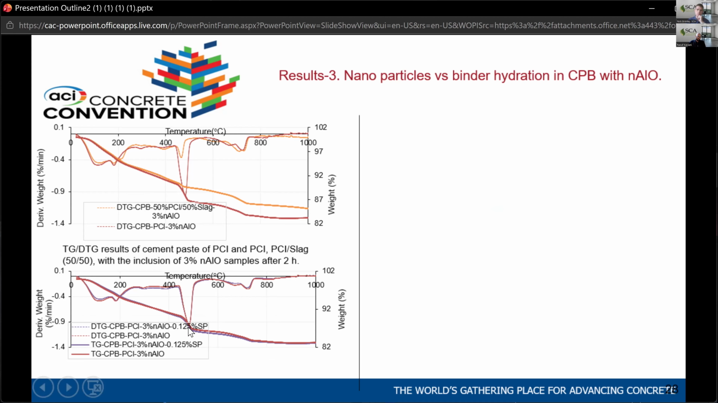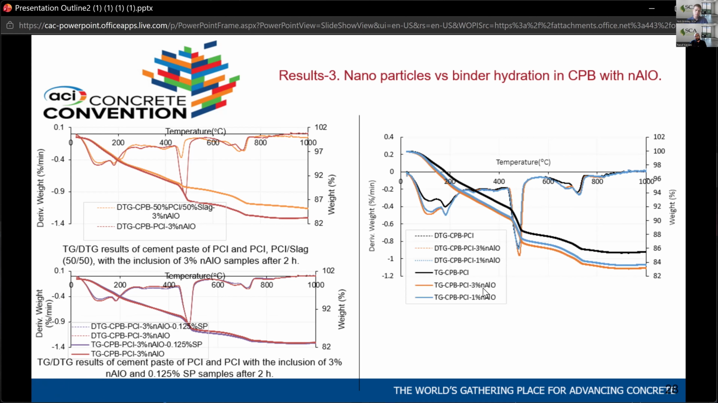And these are, everything is the same. We only added superplasticizer. When we add superplasticizer, the hydration is slightly less. And these are with the results of samples with different nanoparticles. The black is 0, the orange is 3%, and the blue is 1%. You see the 3%, which is the orange, is the highest hydration. The black with no nanoparticles has the least hydration.